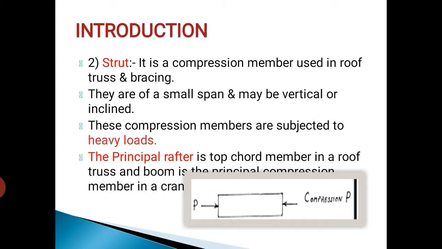The principal rafter. What is meant by principal rafter? It is the vertical compression member in a building. Okay. The principal rafter is the top chord member in a roof truss and boom is a principal compression member in a crane. It means that a vertical compression member in a building is called column and post, a compression member in a roof truss is known as strut and in a crane is known as boom. Okay.